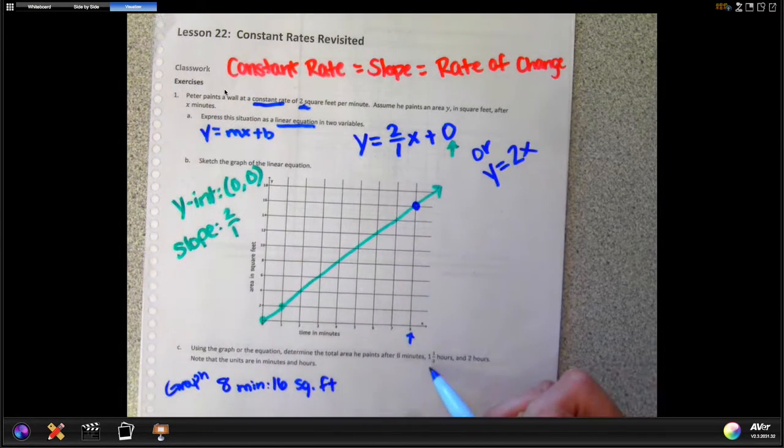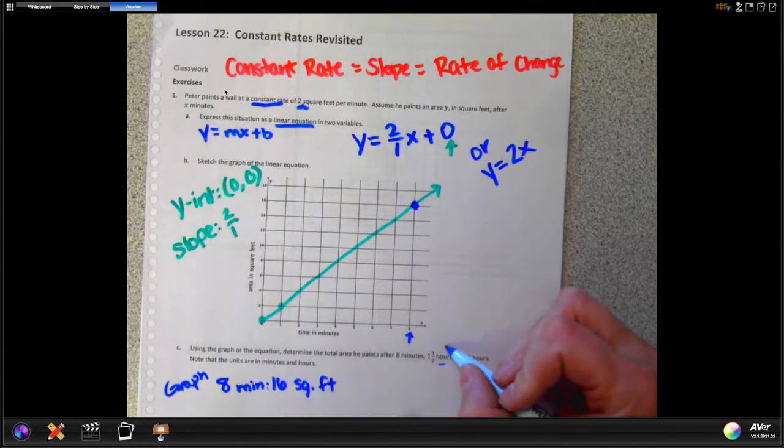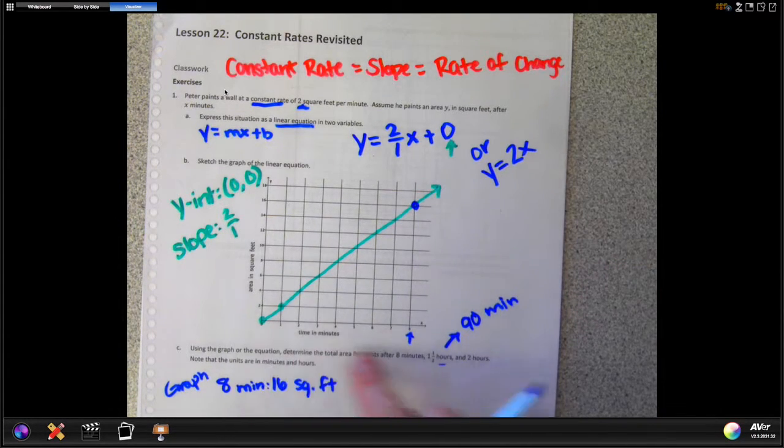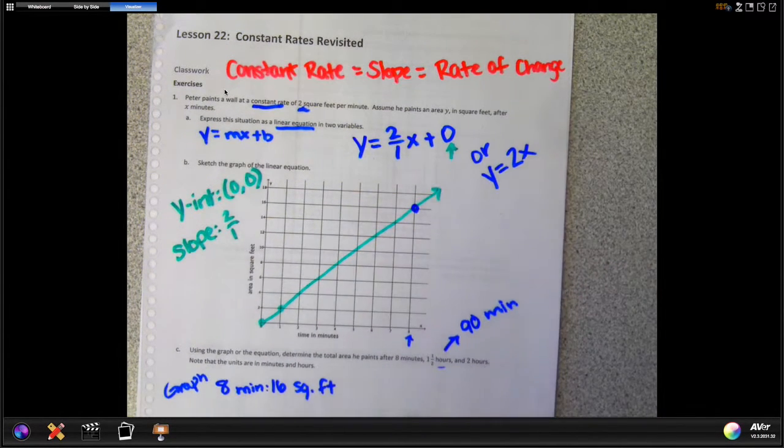Now, 1.5 hours is actually 90 minutes. And obviously our graph only goes to 8 minutes. So we can't use the graph unless we want to extend it out 82 squares, which I really don't want to do.